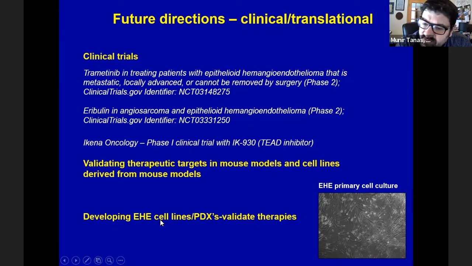We heard yesterday about some ex vivo approaches to study EHE. I think that's also going to be something really critical in the future to validate some of the preclinical data that we're driving in these mouse models. This is an EHE primary cell culture that I helped isolate, or that I worked on and isolated in Brian Rubin's lab. And so I think that there's a lot of room to grow in this area as well.